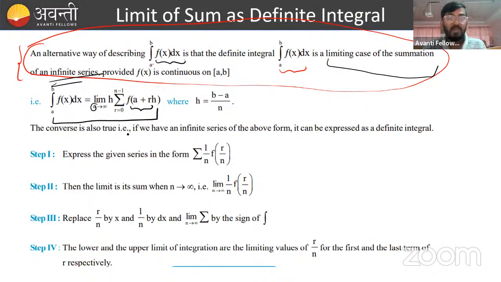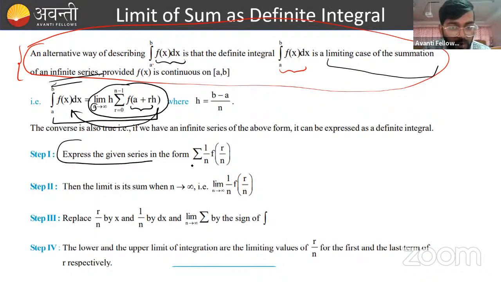Now the converse is also true. If someone gives us this thing, then we should understand that it means integration a to b f of x dx. Okay, so now if we see an infinite series and we have to find the limit of sum as definite integral, then for step one, we express the given series in the form of this.